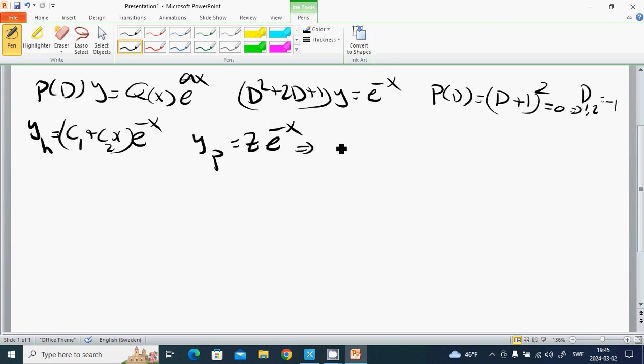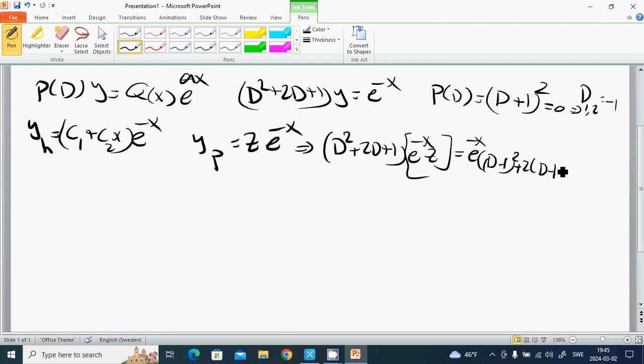Then (D² + 2D + 1) applied to e^(-x)z equals e^(-x). This becomes e^(-x)[(D - 1)² + 2(D - 1) + 1]z, and it equals e^(-x). It is equal to this.